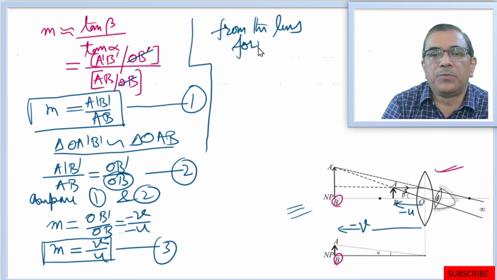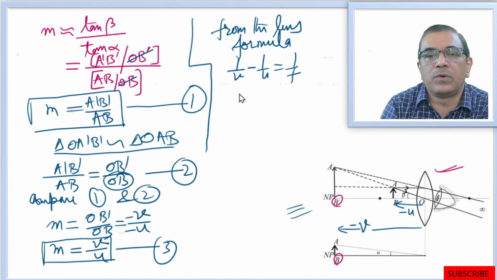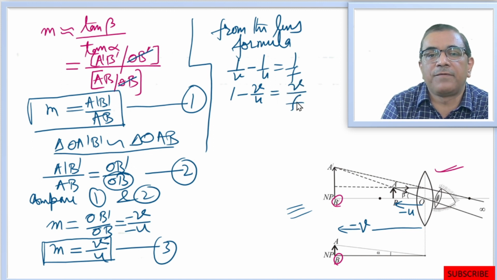From the lens formula, 1 by v minus 1 by u is equal to 1 by f. Now what you do, you multiply both sides by v. So we get 1 minus v by u is equal to v by f, or v by u is equal to 1 minus v by f. This is relation number 4.